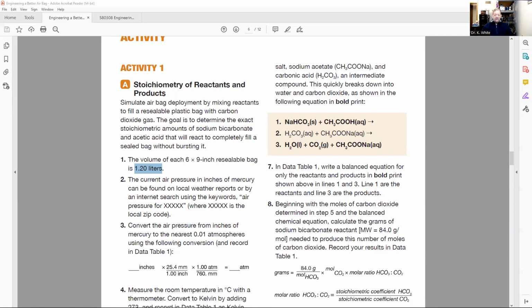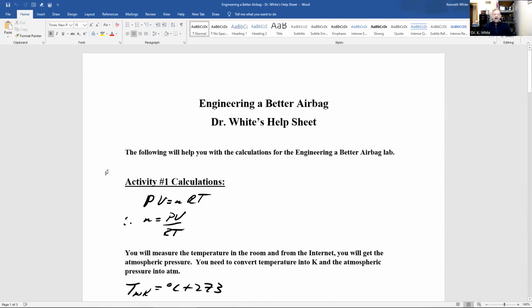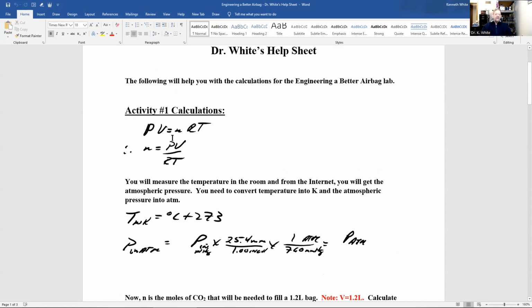And let me make sure you can see it. All right, if you go to the lab assignment on Blackboard, you'll see Engineering a Better Airbag, Dr. White's help sheet. Don't tell anybody I'm being nice. Shh. Don't tell anybody. All right, now in activity 1, you're going to use PV equals nRT. I won't show you how to do this. You can figure it out. You're going to solve for n.